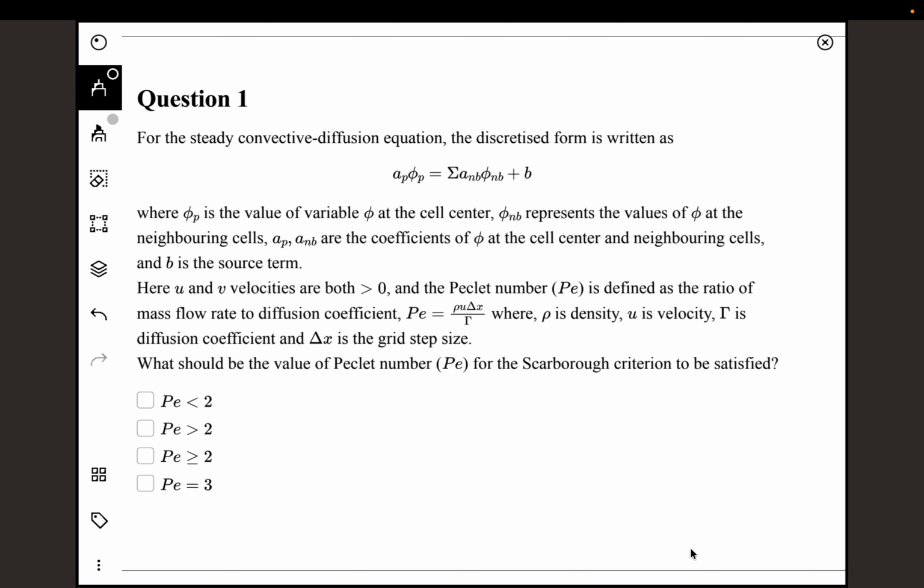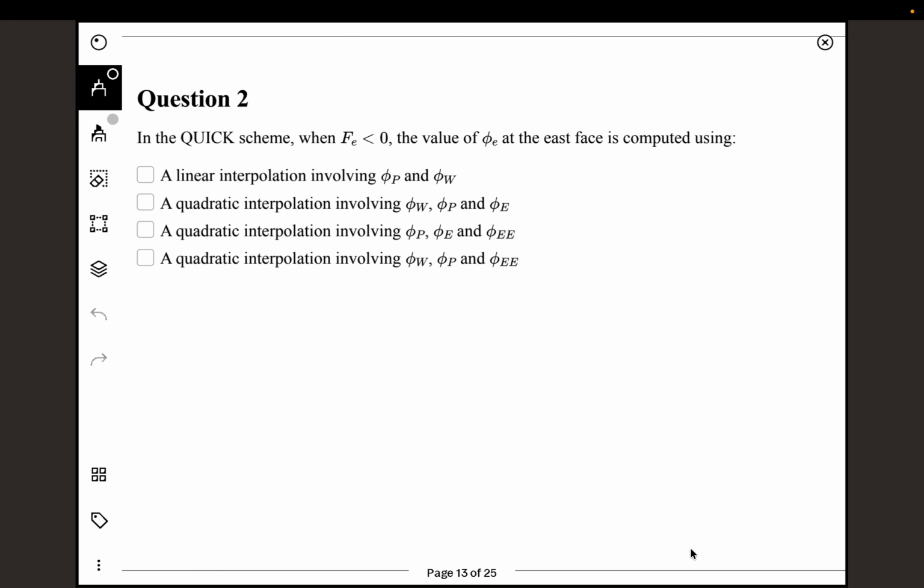This we already discussed, but for this to be valid, we need to ensure that the Peclet number has to be less than 2. So we already discussed this, so I'm not going through that again.